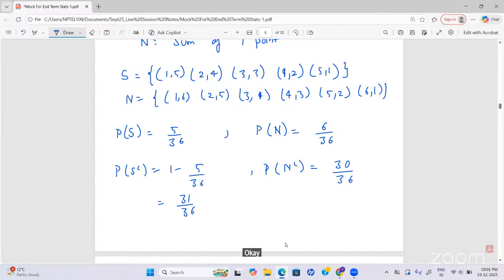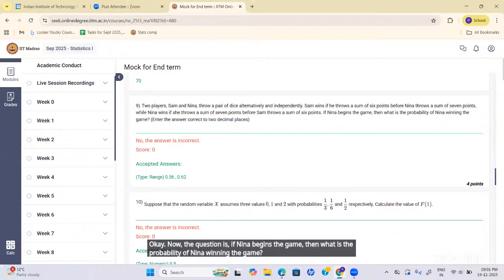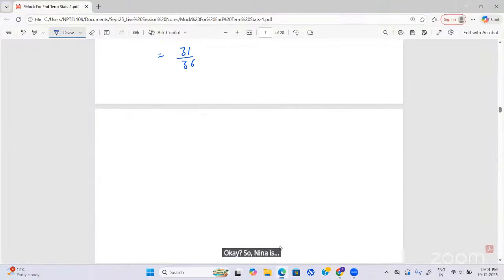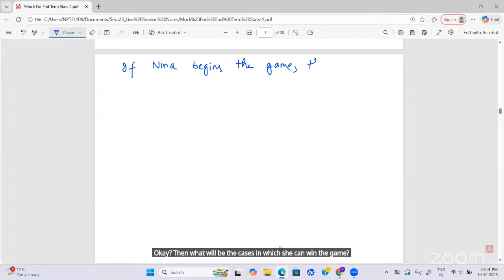Now, the question is, if Nina begins the game, then what is the probability of Nina winning the game? So Nina is beginning the game. She is starting the game. So if Nina begins the game, then what will be the cases in which she can win?